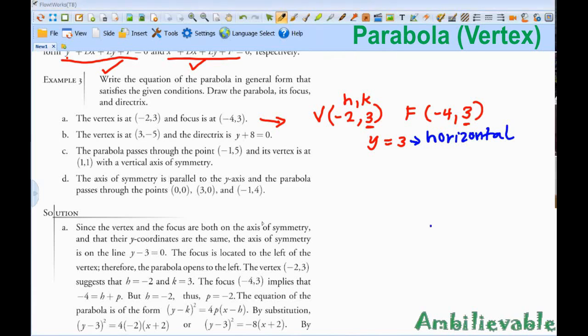So the focus is located to the left of the vertex. This suggests that h is equal to negative 2 and k is equal to 3. This is the h and this is the k. Now the focus is negative 4, 3. So what is the formula for the focus?